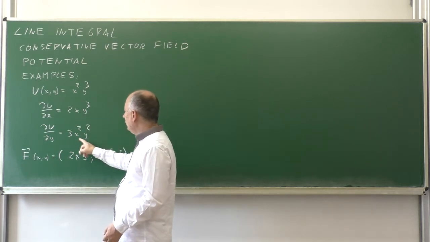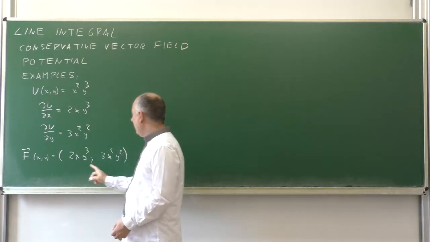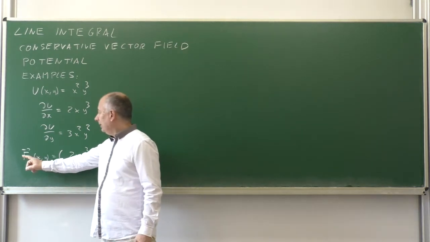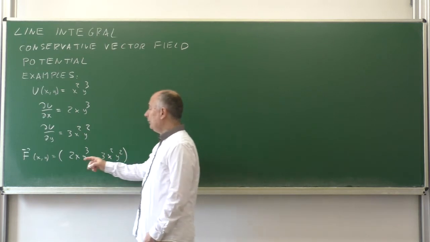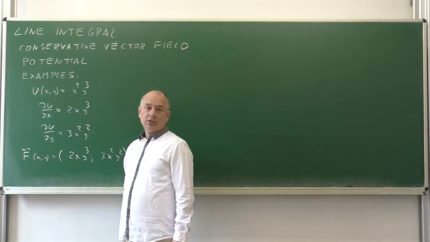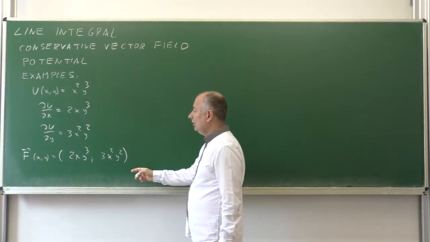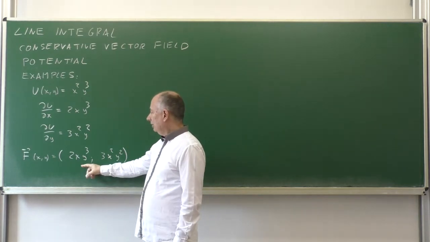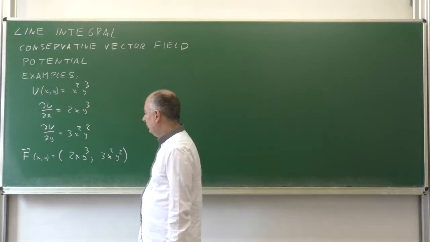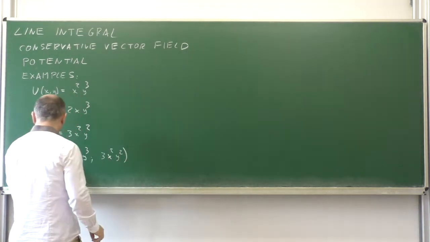Then if we take these two expressions as the components of the vector field, this vector field is definitely conservative, and it has a potential, which is this function u. It is easy to see, once again, by testing the condition that this is indeed conservative.